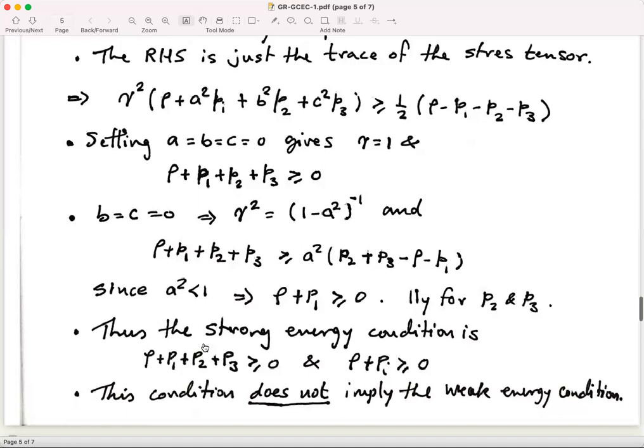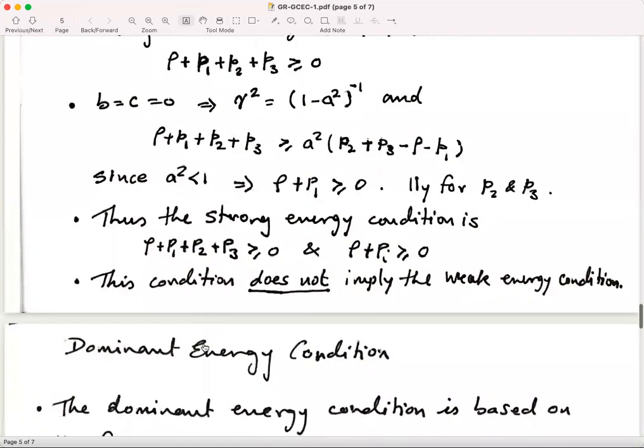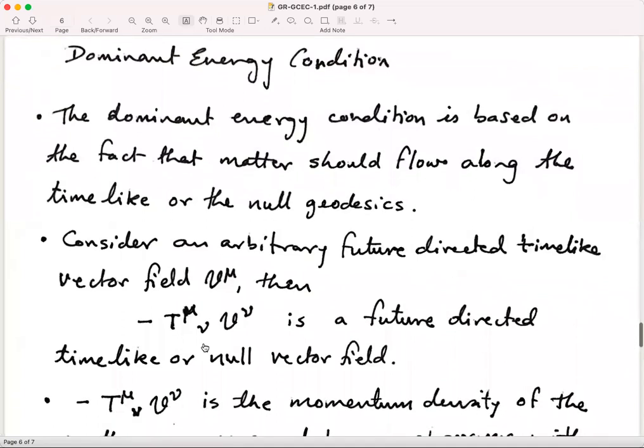So these are the energy conditions that we could put on the energy momentum tensor: weak, null, and strong energy condition. Besides this, we could impose yet another condition, which is called the dominant energy condition. The dominant energy condition is based on the fact that matter should flow either along a time-like geodesic or along a null geodesic. To emphasize this point, one constructs a vector from a time-like vector and the energy momentum tensor, and we demand that this new vector is either time-like or null.